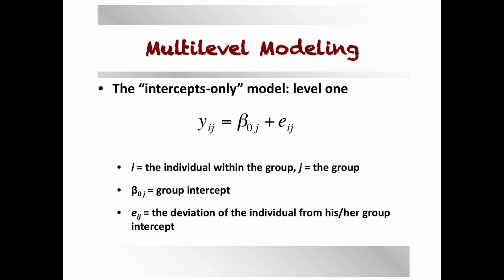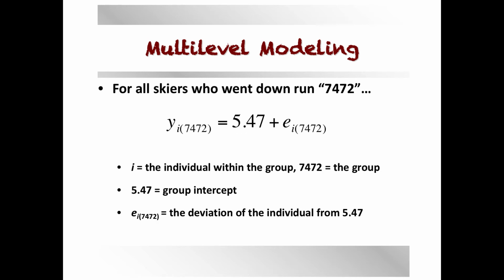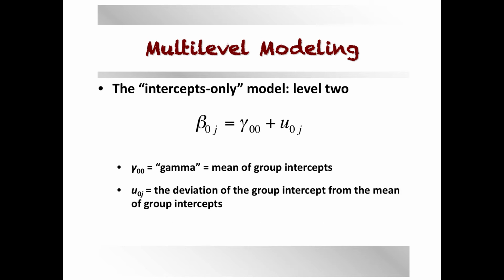So if we're going to write this out for, let's say, a skier that went down the first run, we're going to plug in 5.47 because that was the group intercept. And then we're going to see how much that first individual in that group varies around 5.47, and I put in 7.472. That's the group label, or the ski run label, and so you can plug that into the subscript as well.